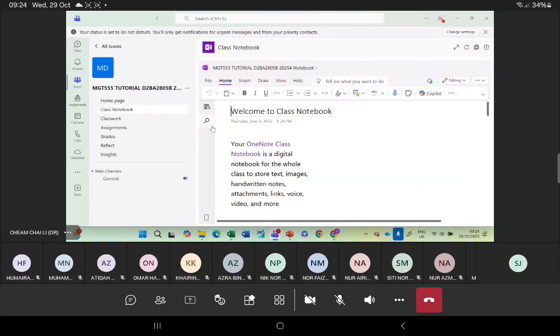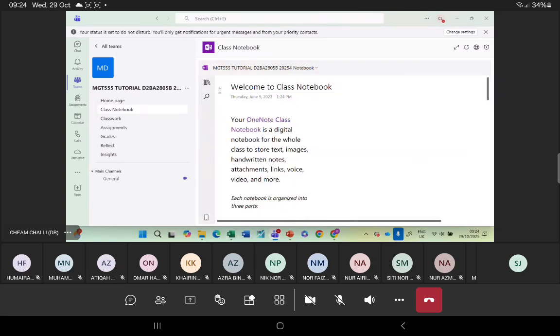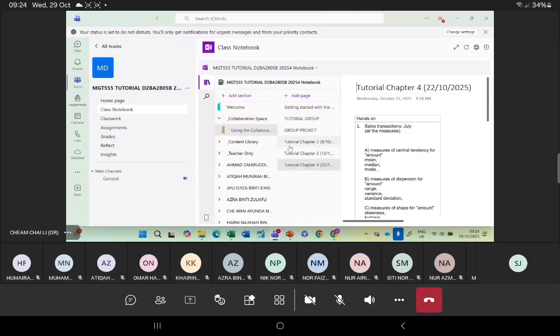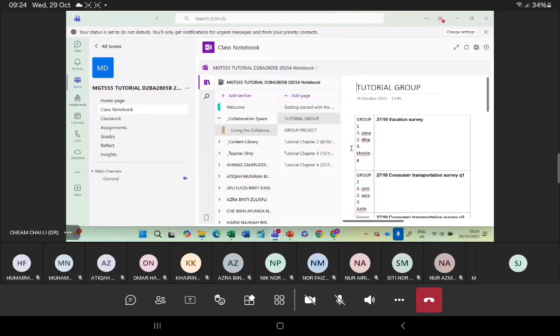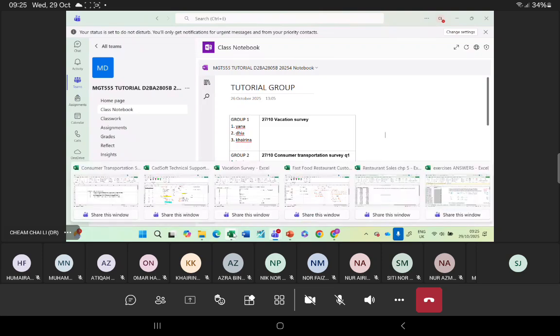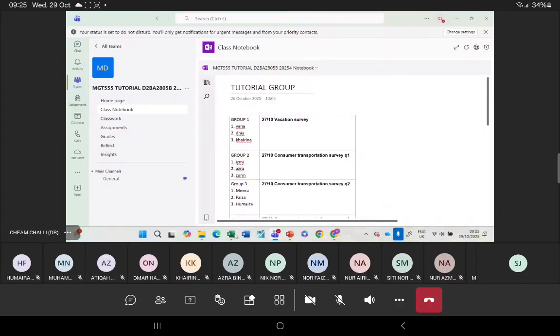So we have 2 questions, kan? Right, 2 questions. Oh, so you didn't put the tutorial questions here? Okay, so you see, I have assigned, kan? You're gonna ambil lah someone, you have to take the question. There are 2 data sets you need to look at. So kita ada vacation survey and consumer transportation.